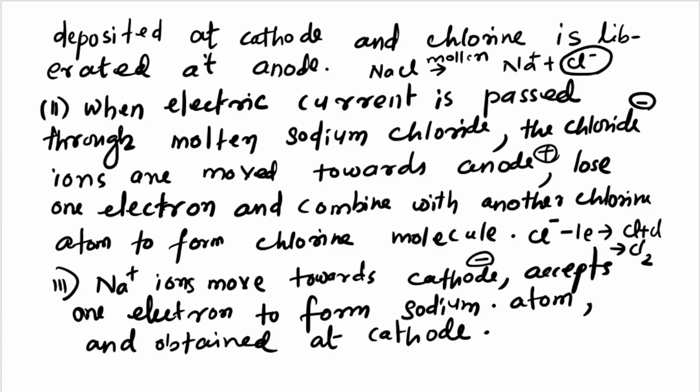Na plus ion moves towards the cathode. Na plus, what will happen? Na plus is positive, so it moves towards the cathode, which is negative. It accepts one electron to form a sodium atom, and sodium is obtained at the cathode.